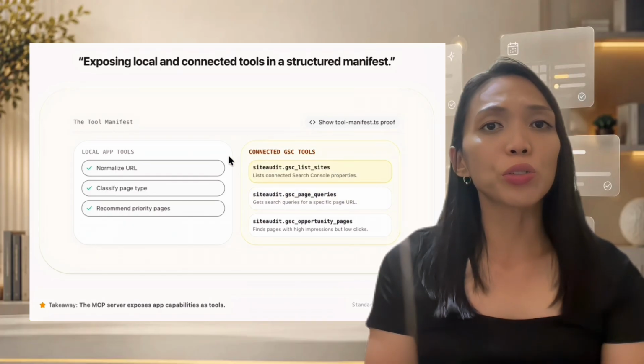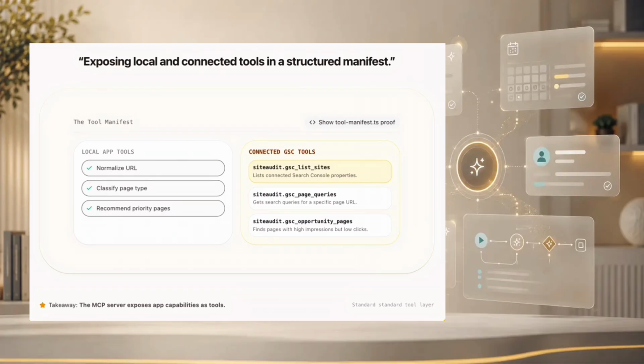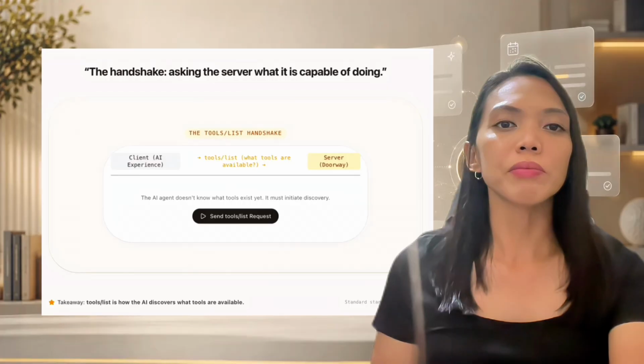This may look too technical, but the simple explanation is one tool can list the Search Console sites which are connected to the user. One tool can get the search queries for a specific page. One tool can find pages with impressions but low clicks. So instead of the AI only guessing from one page, it can use a connected tool to get more context and information about that specific page to have a better answer.